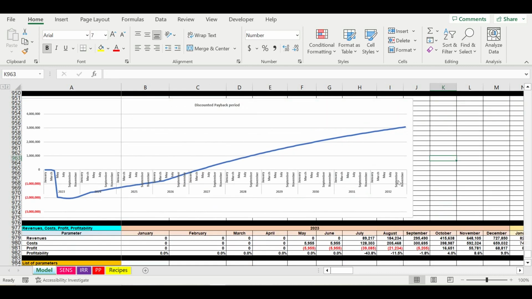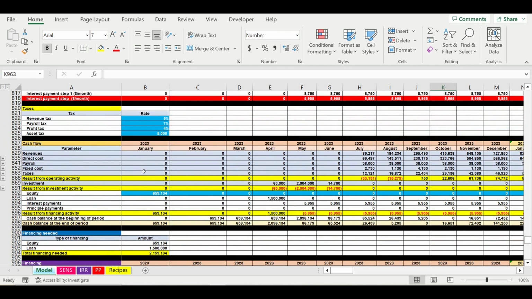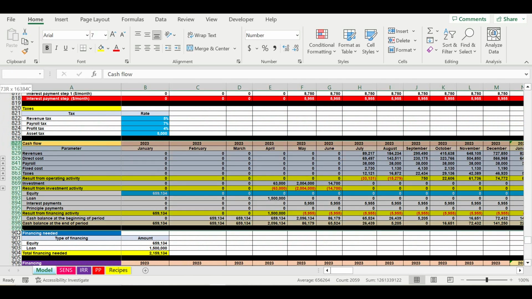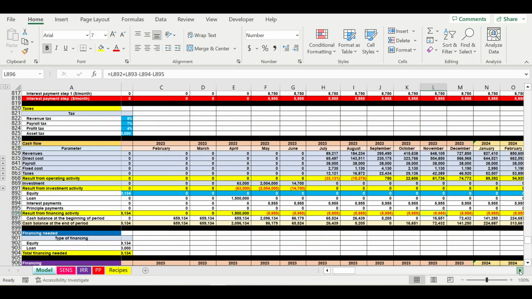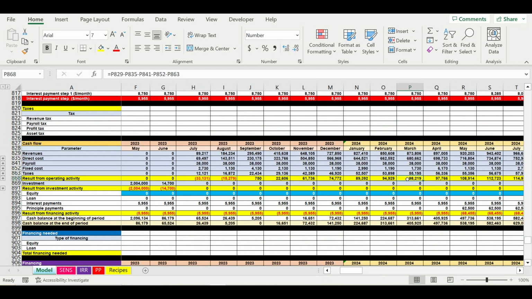So then we start looking at the cash flow statement. Here we have three main lines: operating activity, investment activity, financing activity. And the result from operating activity shows us the way business breathes itself. So it is revenues minus direct costs, payroll, fixed costs, taxes. So this is the way business breathes without external burden. In this case, it is interest payments and principal payments.